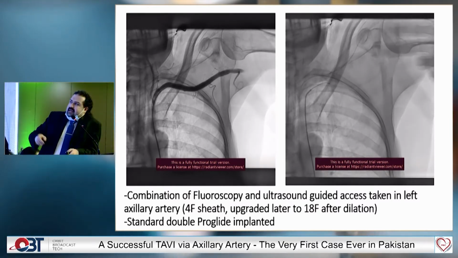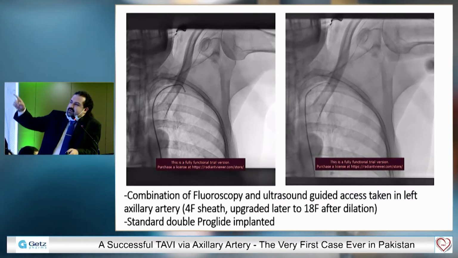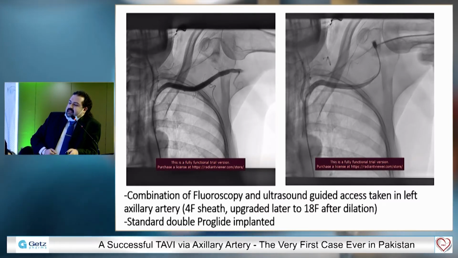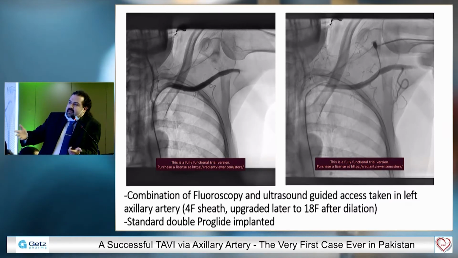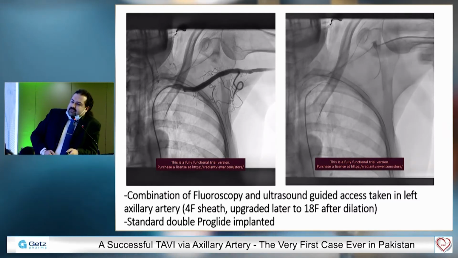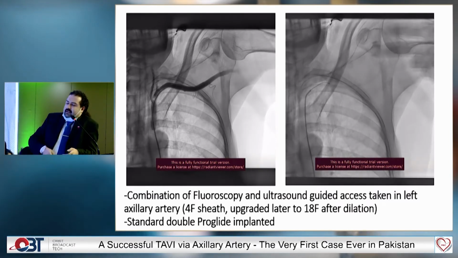So ultrasound was guiding us where the needle was going, and we punctured the artery with no issues. We initially maintained a 4 French sheath as we see over here, which was subsequently upgraded to an 18 French sheath after dilating. Now preparing for the closure, because we were planning a complete percutaneous procedure, a standard ProGlide was implanted over there.